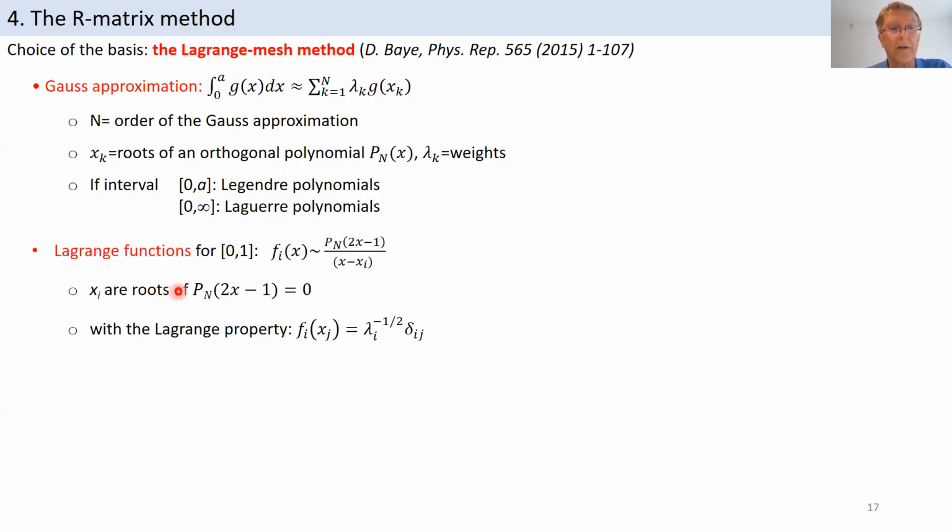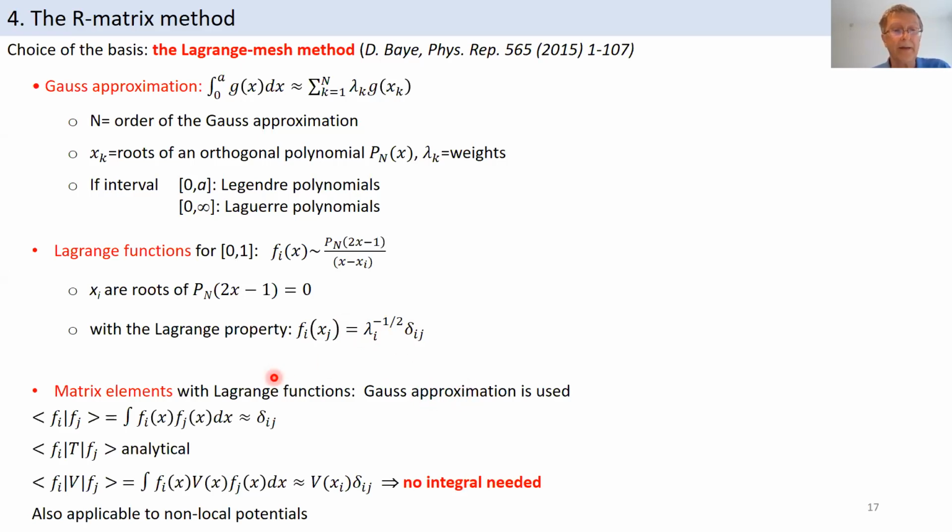And now Lagrange functions, which are defined from 0 to 1, but you can just scale to 0 to a. These Lagrange functions are defined by this expression. So this is the Legendre polynomial divided by x minus xi. So these xi are the roots of these polynomials. And the factor here is chosen in such a way that you have the Lagrange property. So at the mesh points, the function takes this value, the weight to the power minus 1/2.